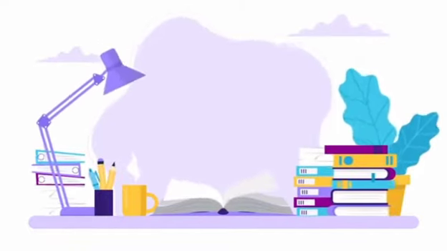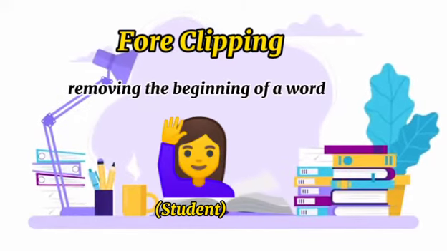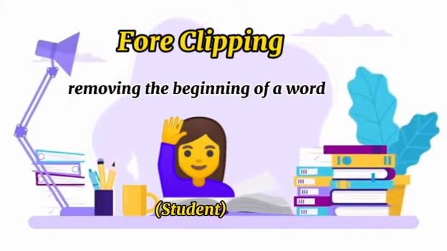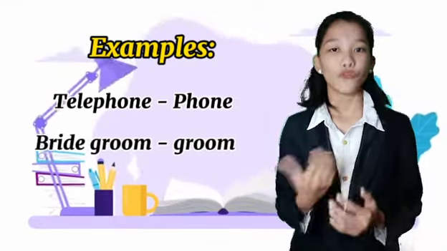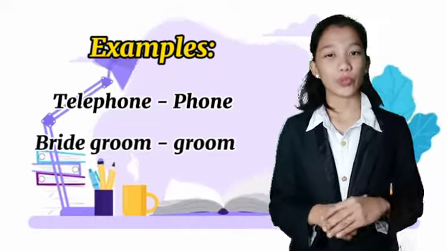The next type of clip words is foreclipping. Foreclipping is removing the beginning of a word. An example is gator from alligator. That is wonderful. On the other hand, when the last syllable of a word is retained because the initial part is not said, we identify it as foreclipping. Other examples are telephone into phone, and last is bridegroom into groom.